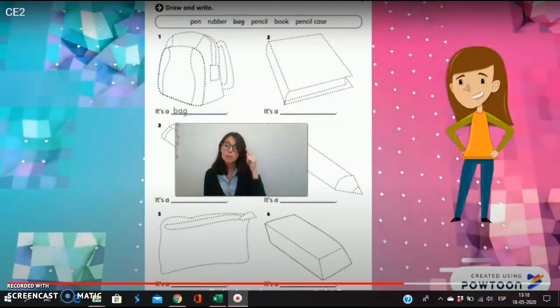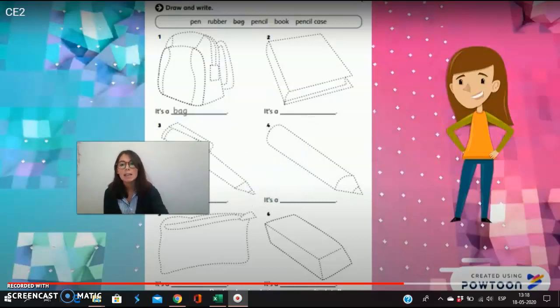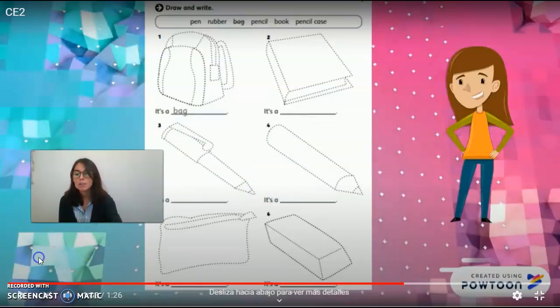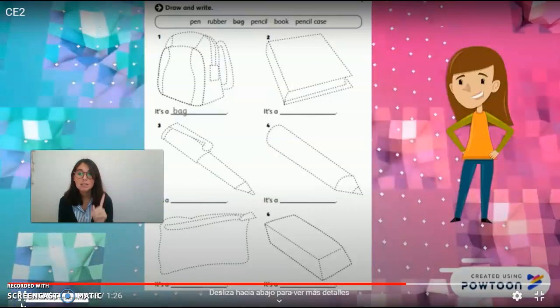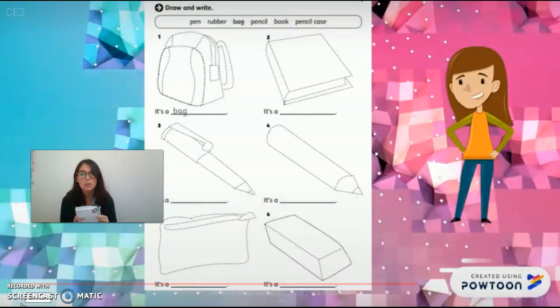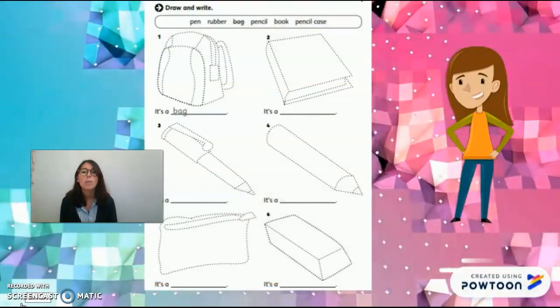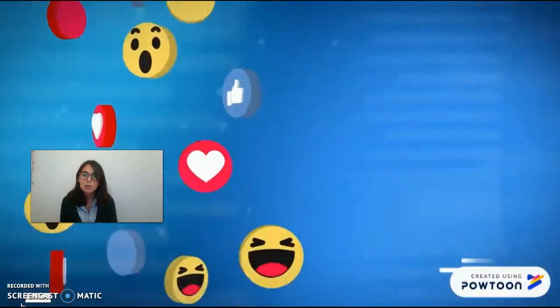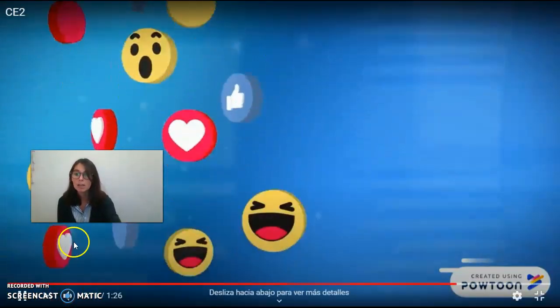So you look at them, you think, and you write it down. Good, on the correct number, of course. Nice, guys. Thank you so much. So now remember, this time I need your work. I really need your work. I need to see what you're doing. So please send me your work to my email so I can correct it, okay?